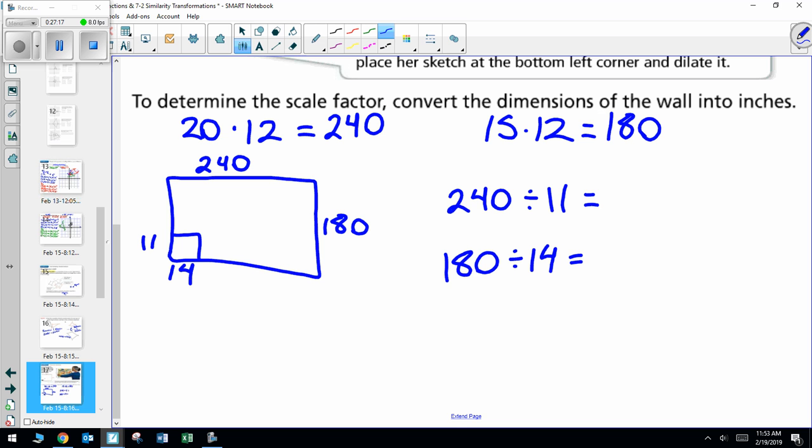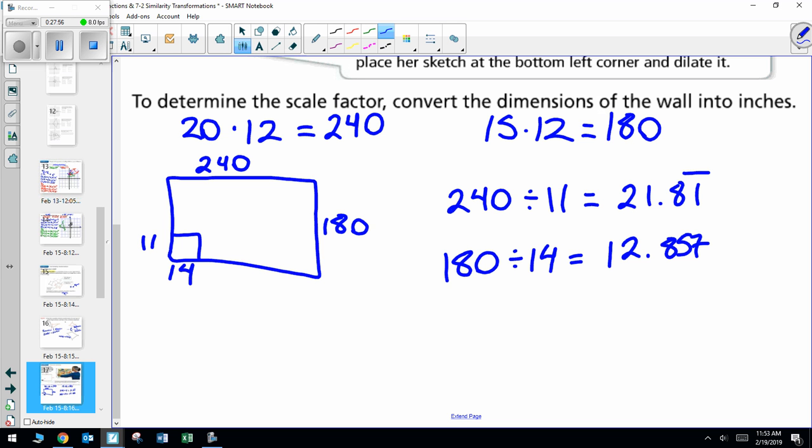Remember when we were talking about dilations before, we said that the ratios of sides, like if this side is 5 times longer than the original bottom side, the other one has to be 5 times longer. So if I do 240 divided by 11, that gives me 21.81 repeating. And if I do 180 divided by 14, that gives me 12.857 and some change. So, does this picture fit evenly?